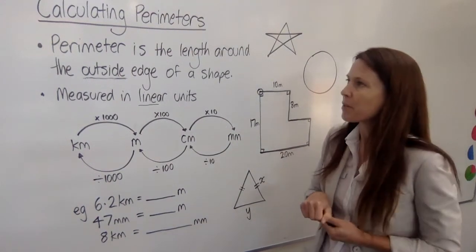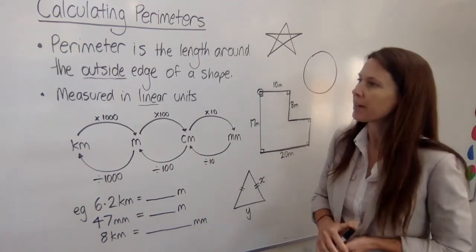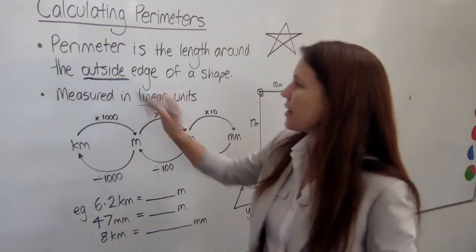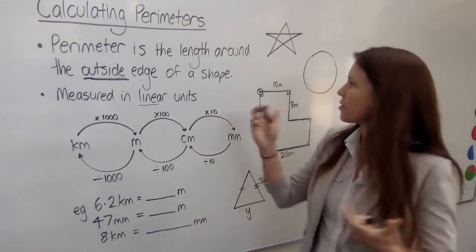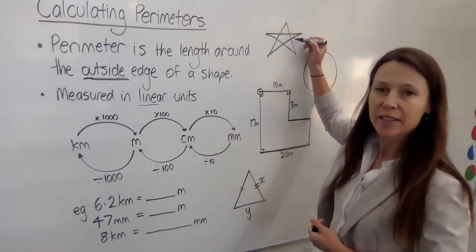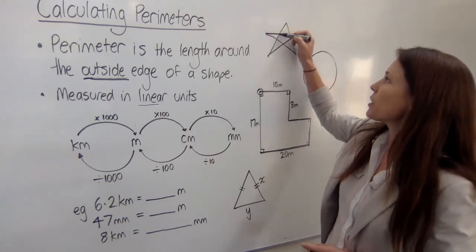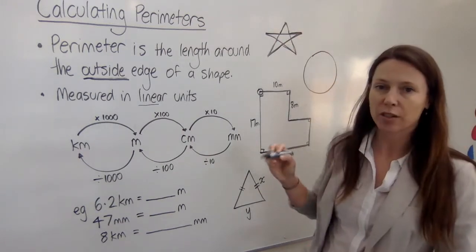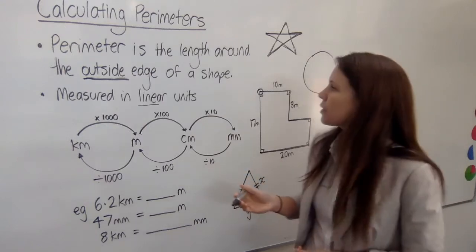When you're calculating perimeters, there's just a couple of things to keep in mind. The perimeter is the length around the outside edge of a shape. So some shapes that we see might have other lines on the inside of them, but the perimeter is really just the length all the way around the outside edge, ignoring any lines inside.